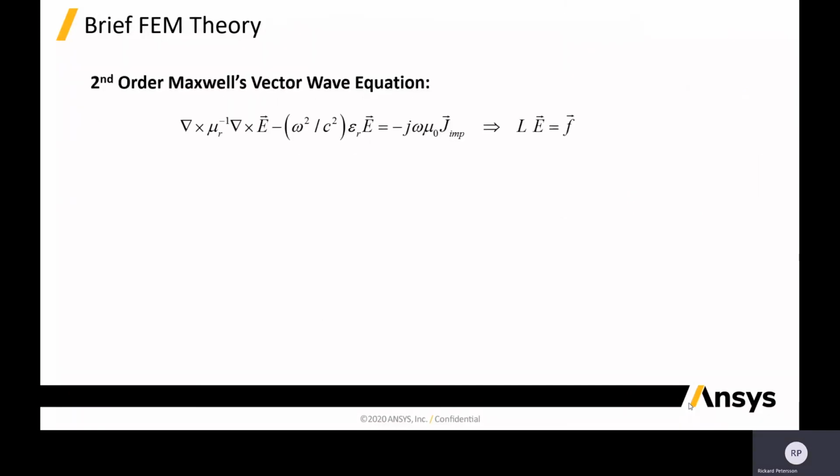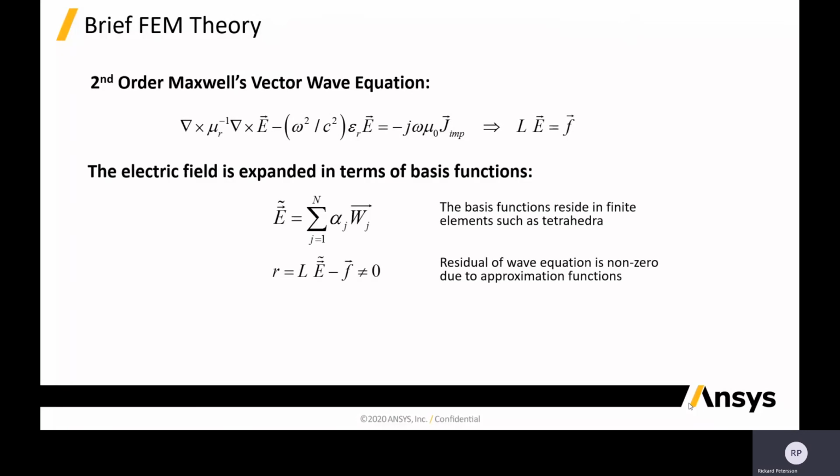To put these technologies into some context, I want to briefly introduce the finite element method for you guys. And I'm going to do this in the context of Maxwell's equations, and more specifically, the second order Maxwell's vector wave equation shown here, which is exactly what we solve in HFSS. And you can simplify that to be an operator L operating on electric field E equal to some forcing function F. The first step is to expand the electric field in terms of basis functions, W_j seen here, with coefficients alpha. Those are unknown coefficients that we're going to solve for later.